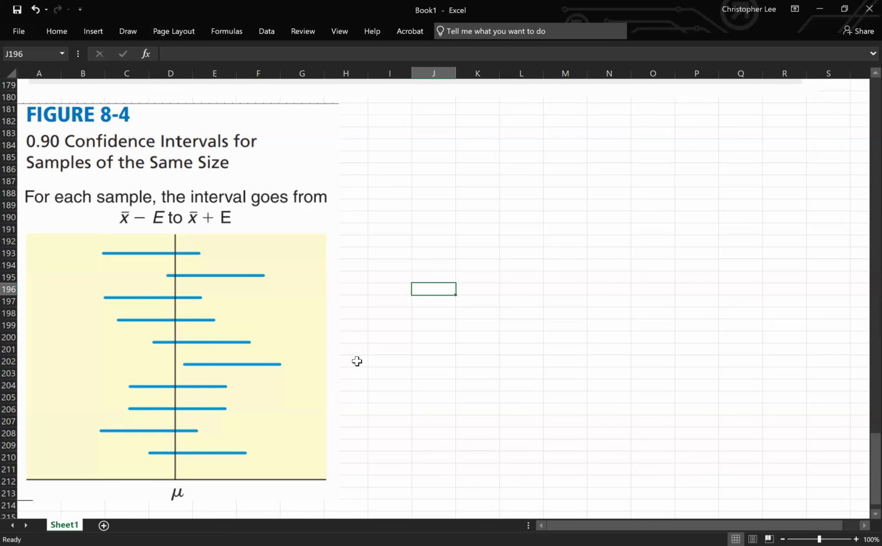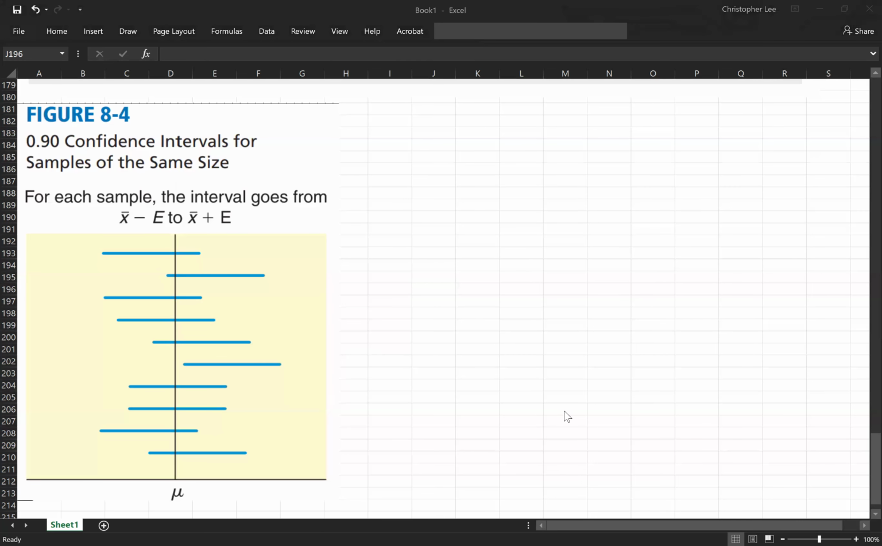Yeah. So this is just a visual representation of what I just said. I understand everything you say, except this X bar take away E to X bar plus E. So the margin of error, that's how I get the range, right? I need that E to give me the range from this number to this number. I believe in between there is the population mean. X bar is the mean. No, X bar is the sample mean, excuse me.